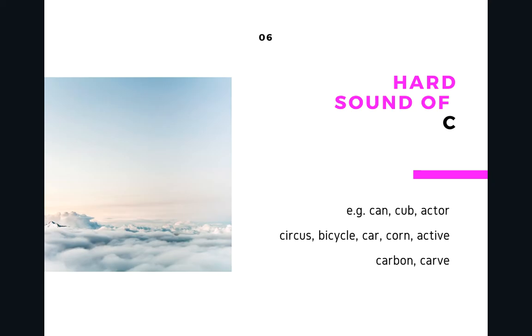This is in the book on pages 12 and 13. You'll see that the sound of G is either a soft sound, like a J, which is when it's followed by E, I, or Y. The examples at the bottom of page 12 are germ, gin, Jim, angel, and magic. So those are soft G's.